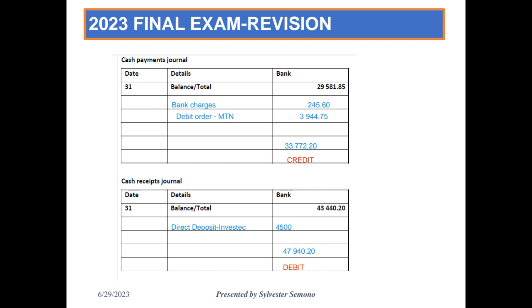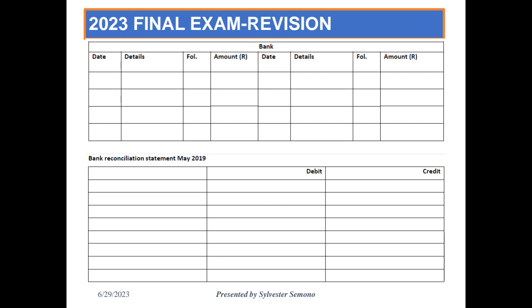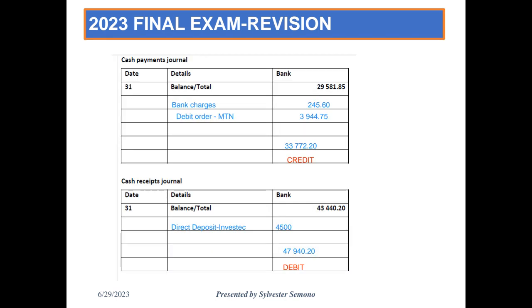So the next step is to open a bank account. Any questions, guys? This is the bank account. Who can tell me what is the first thing that we're going to record on a bank account? The total receipt, the one that is debited. Which one? Sir, can you please go back to the previous slide?